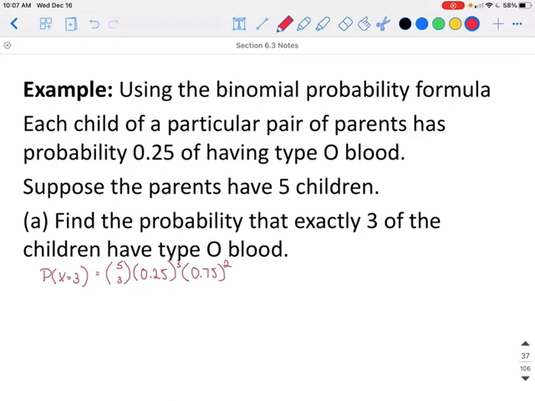Now, we need to determine the number of arrangements that we can get. So remember, you are going to hit that math button. You're going to go over to probability, and you are going to select nCr. Our number of trials is 5. The number of successes is 3. And if you calculate that, you will see there are 10 different arrangements.